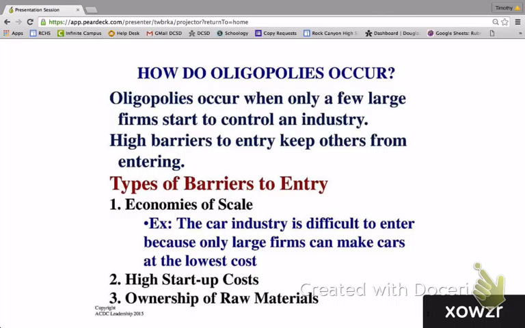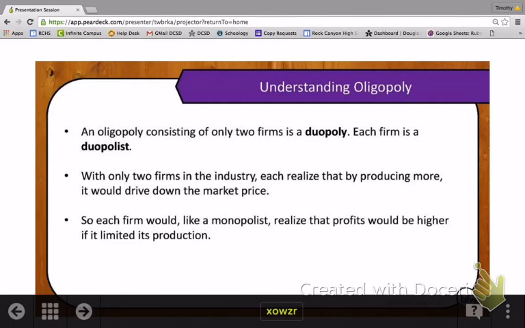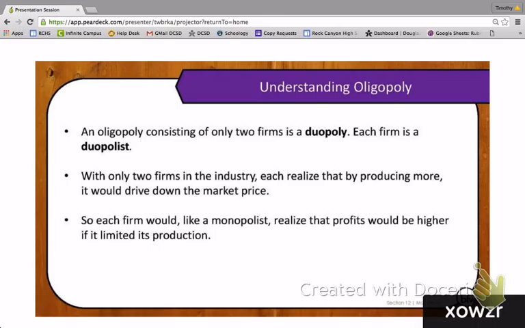Another high barrier to entry could be ownership of raw materials. There may be several firms that own a lot of or most of the inputs or raw materials that are needed to produce the good or service in this industry. And if they own most of the inputs, then other firms can't get in to compete because they can't purchase the inputs. So they may keep other firms out.